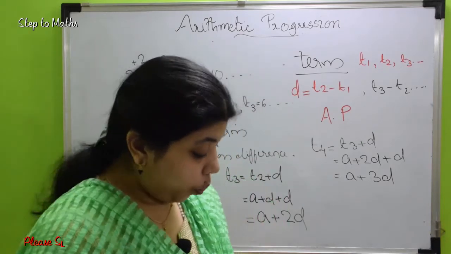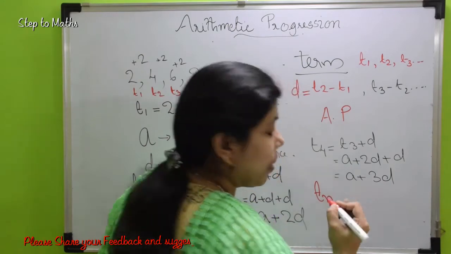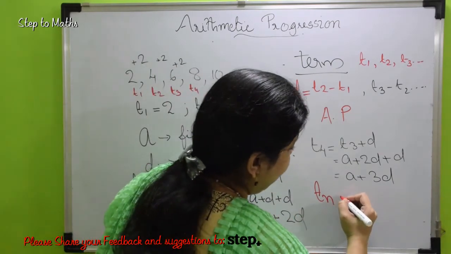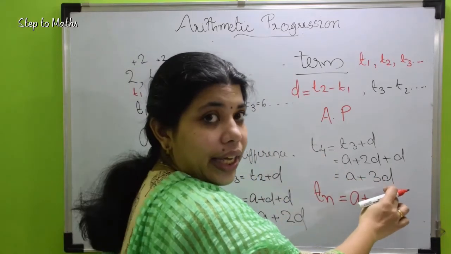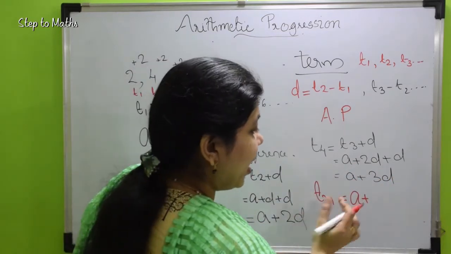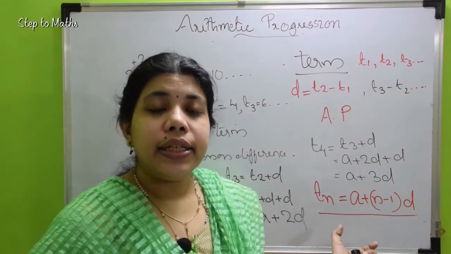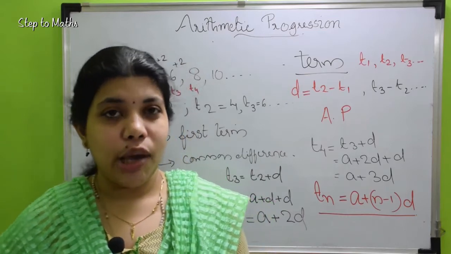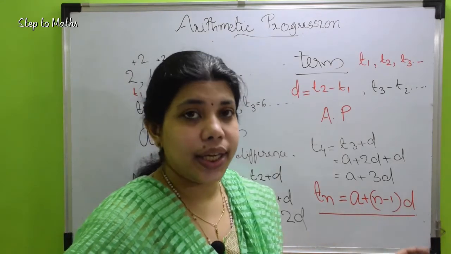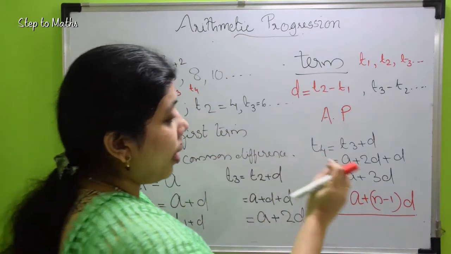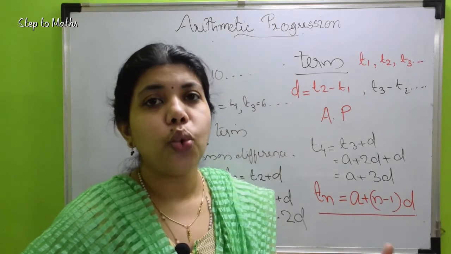So, in general, we can write the nth term in an AP, which we represent as Tn. The nth term in an AP, Tn, is equal to the first term A plus, since T4 is A plus 3D, and 3 is 4 minus 1, so Tn is A plus n minus 1 into D. A is the first term, D is the common difference, and the nth term is A plus n minus 1 into D.